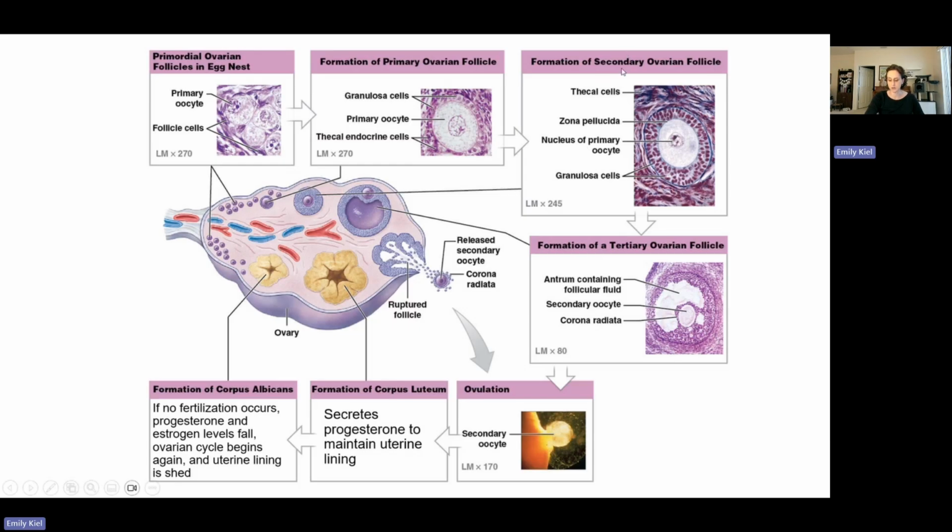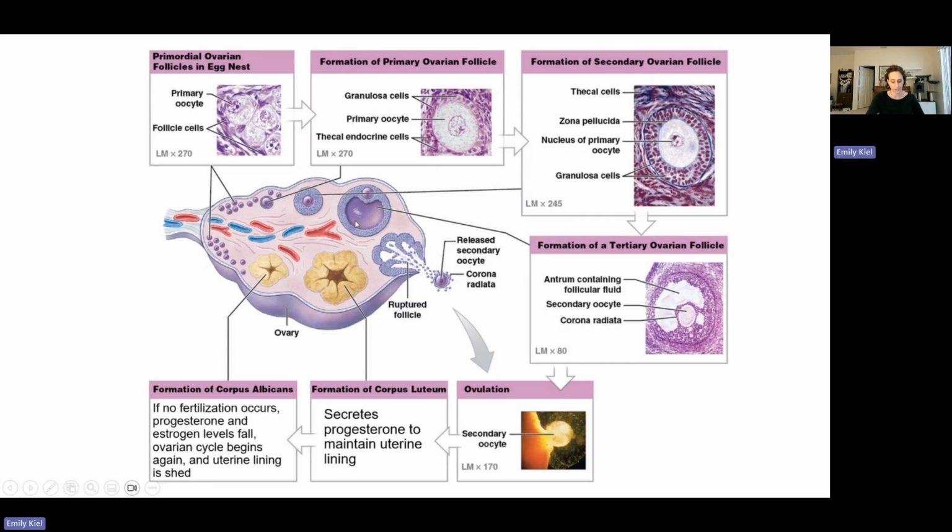Then we've got our secondary ovarian follicle. We're going to pick up this zona pellucida, which means clear zone, around our oocyte. We still have these granulosa cells and these thecal cells. And then we're going to go into this tertiary ovarian follicle, and this is what is going to get ready to be released.